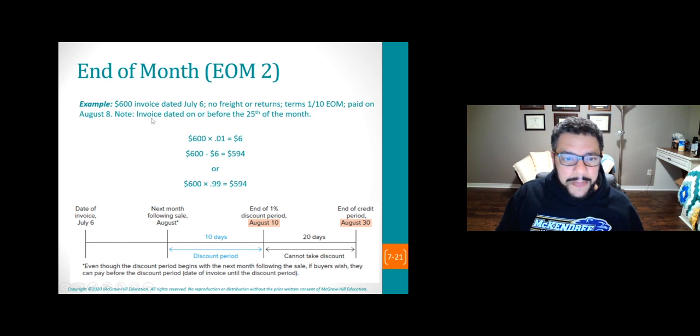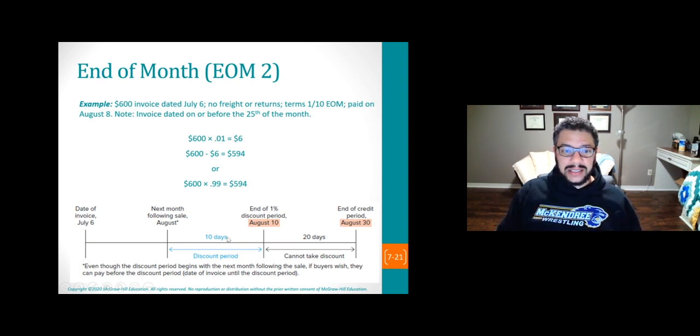Okay? So they paid it on August 8th. Well, August 8th is within this period, so they get the discount. They paid $600. They get the 1% discount because it was paid within 10 days of the end of the month. So they get a $6 discount. This is all they have to pay.